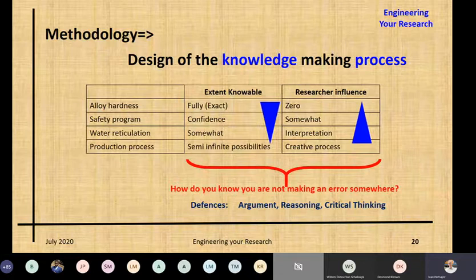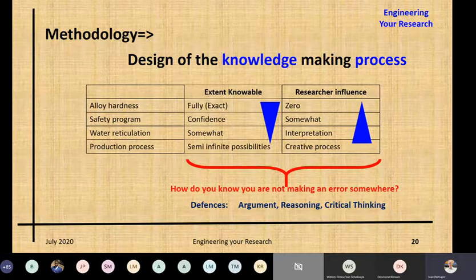population, and we have a question on the population which says, what is the average age of the people in the population? Then that's something that is exactly knowable, and no matter who is asking that question, we're going to get an exact answer, and the researcher influence there is zero.